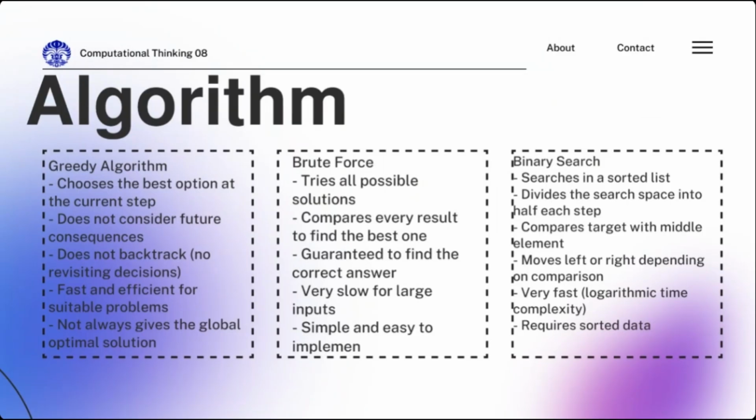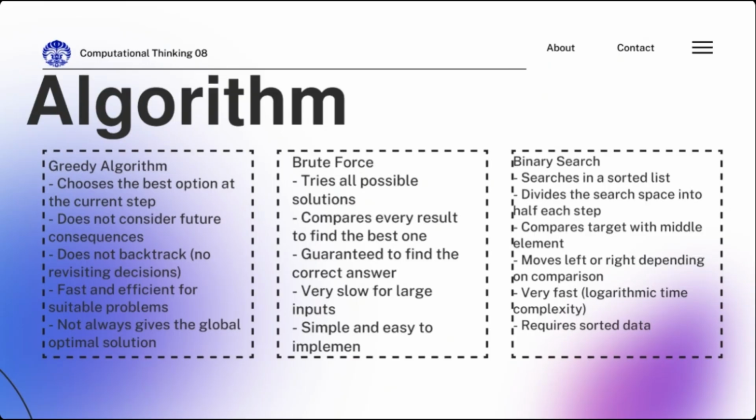So the last one is algorithm. There are three types of algorithm. The first one is the greedy algorithm. It chooses the best option at the current step, does not consider future consequences, and does not backtrack or revisit decisions. It is fast and efficient for suitable problems, but does not always give the global optimal solution.